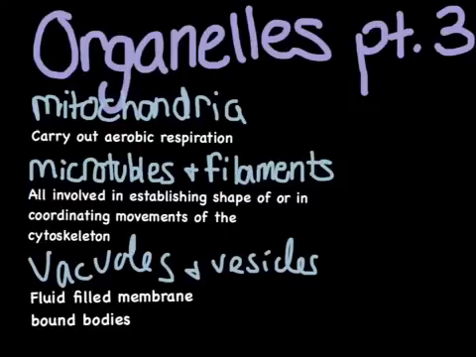Part 3 of organelles is mitochondria, which carry out aerobic respiration, such as turning ATP into oxygen. And then there are microtubules and filaments, and they're all involved in establishing the shape of, or in coordinating movements of, the cytoskeleton. Next are vacuoles and vesicles, which are fluid-filled membrane-bound bodies, and vacuoles can only be found in plant cells.